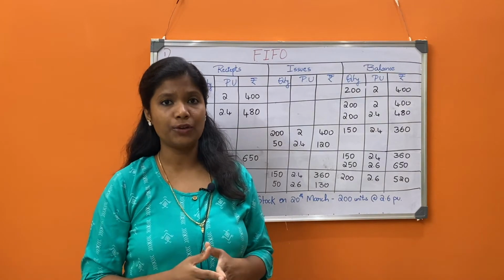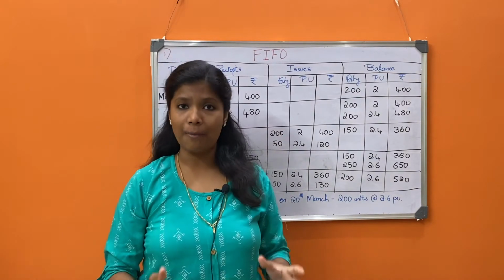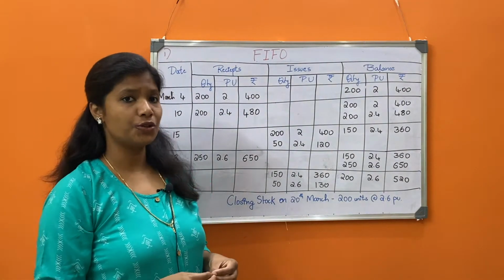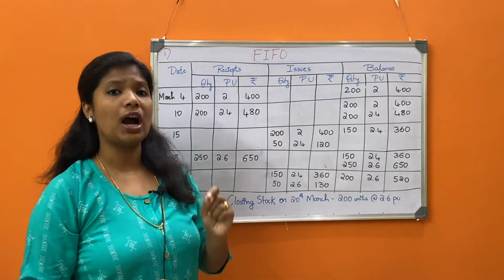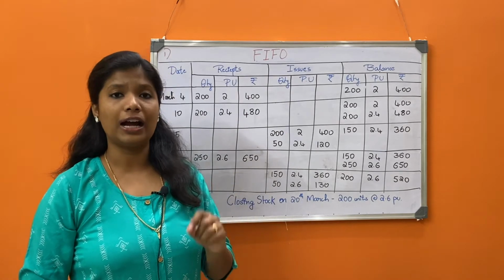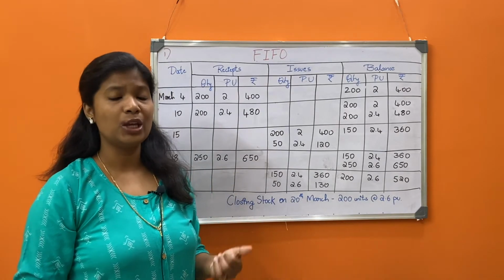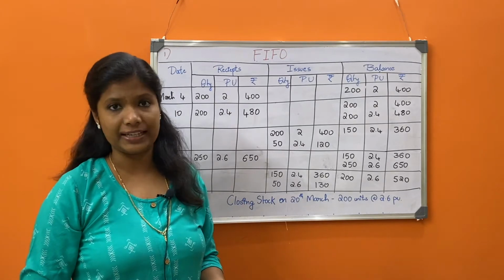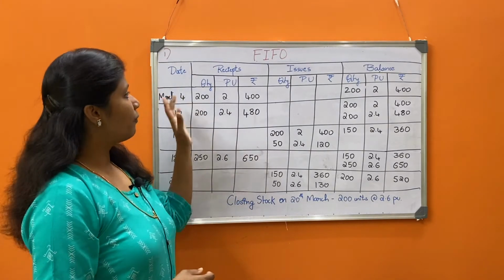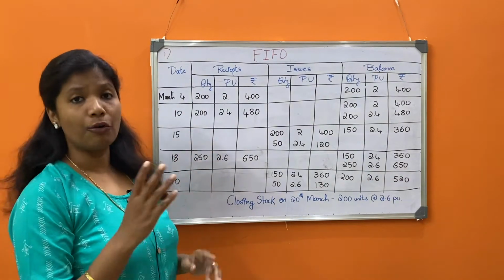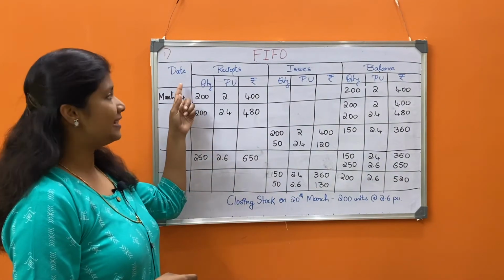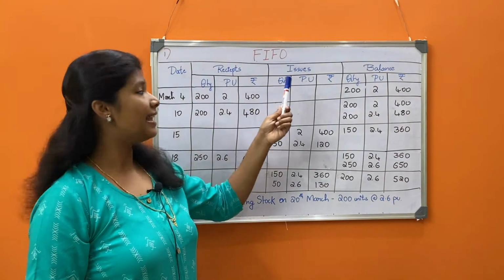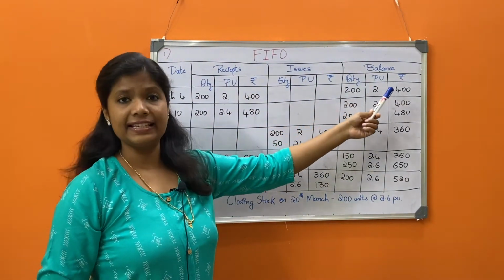Now, firstly, I want you to understand the format of these methods. When you're starting with the solution, you will write in the heading under which method you are solving the question, whether it's FIFO, LIFO, simple average, or even weighted average. So the format is like this. You have 4 different columns. The first one is date. The second one is receipts. Next is issues. And next is balance.